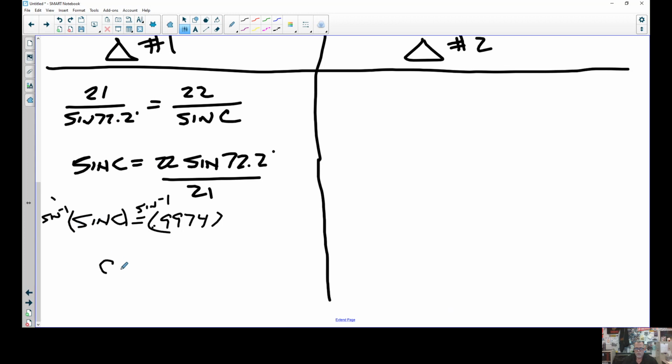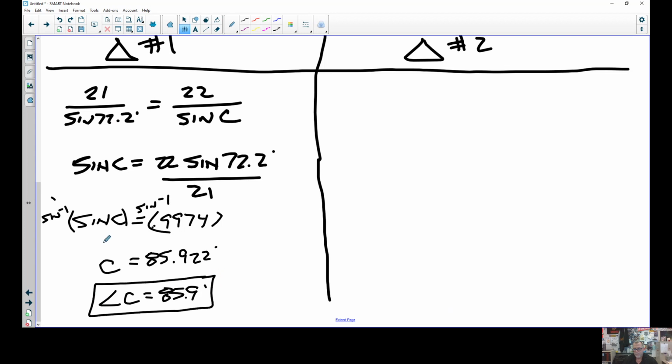So here, C would be the answer, and that's equal to sine inverse of this. So when we do that, we get 85.922 degrees, or we can say angle C is 85.9 degrees to the nearest tenth. So we have this. All right.